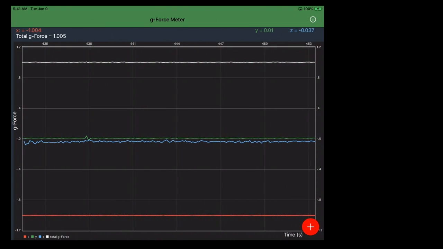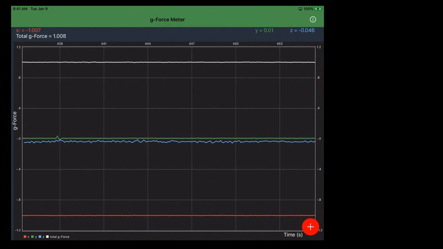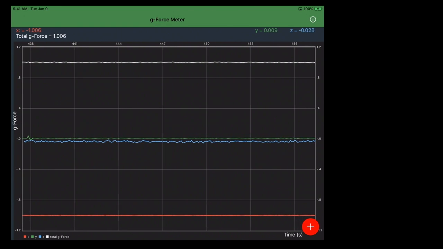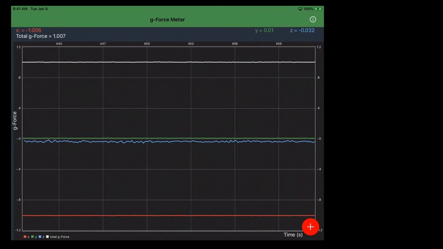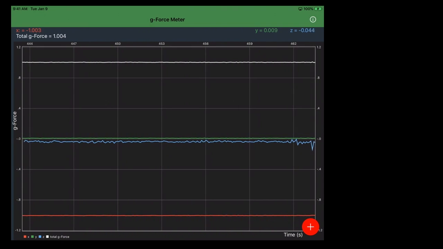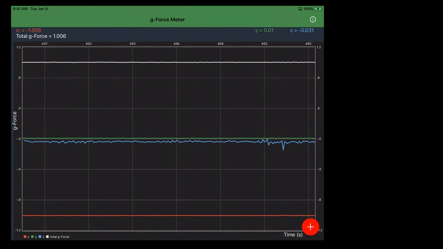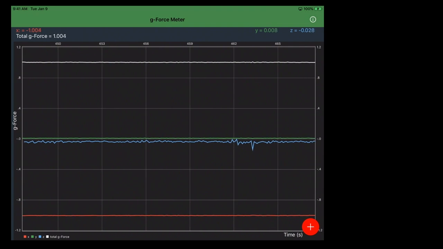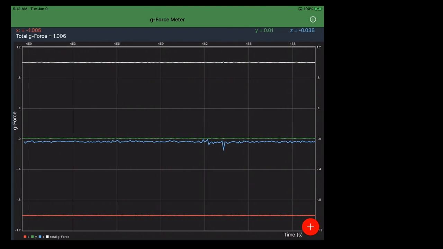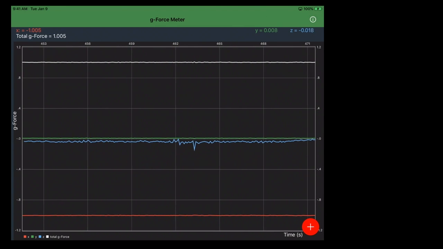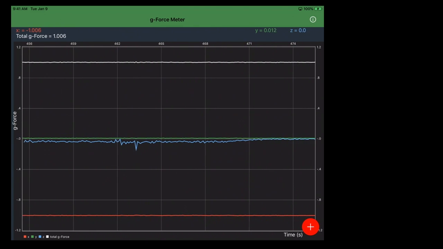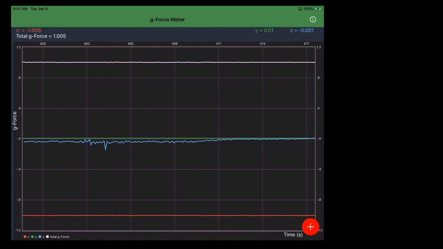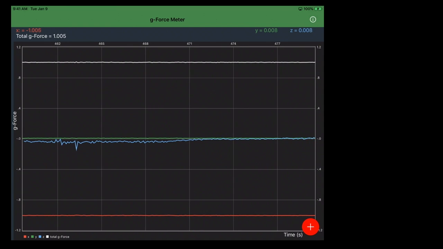If we look at the green line, which is the y-axis, it's resting on my level desk, so it's reading 0. And in the z-axis, which is the front to back axis, it's a little bit off. So what we need to do is square that up a little bit. Now it's completely vertical, and you see the green and the blue lines are covering each other.